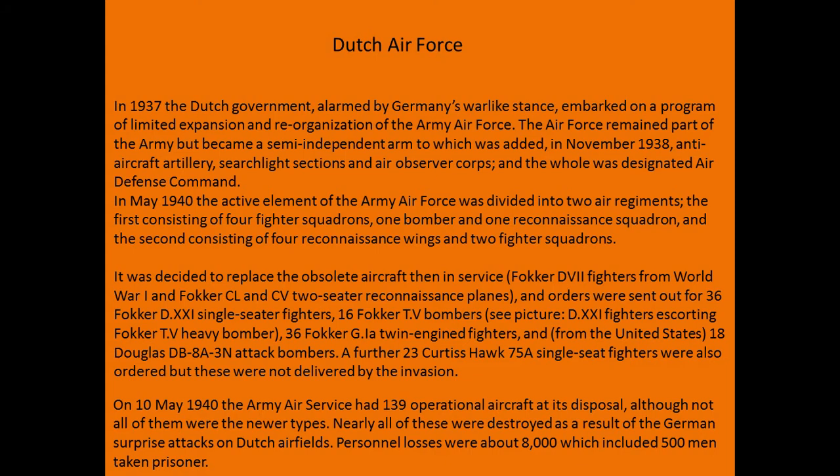36 Fokker G-1A twin-engine fighters, and from the United States, 18 Douglas DB-8A N-3 attack bombers. That'd be DC-3 based. A further 23 Curtiss Hawk 75A single-seat fighters were also ordered, but these were not delivered by the invasion. On the 10th of May, 1940, the Army Air Force Service had 139 operational aircraft at its disposal, although not all of them were the newer types, but nearly all of these were destroyed as a result of the German surprise attacks on Dutch airfields.